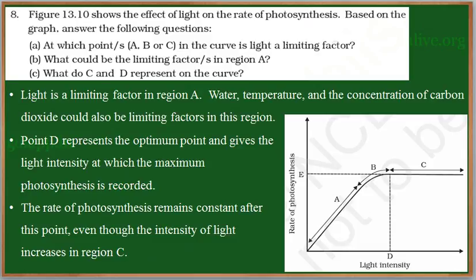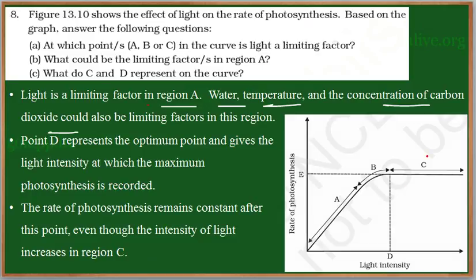And then what could be the limiting factor in the region A? So light can be a limiting factor in the region A. Apart from that, other factors will also affect the rate of photosynthesis. They can be water, temperature, concentration of carbon dioxide and so on. So these can also be the reason for the decrease in the rate of photosynthesis.